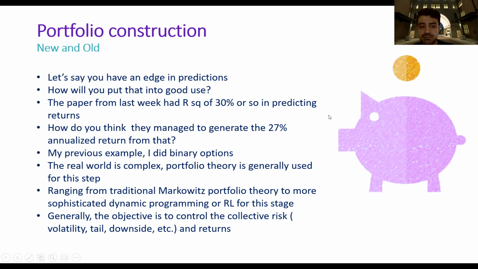Now, the paper we talked about a couple of weeks ago, the initial paper, has anyone looked at that? They had an R-square of 30% in predicting next month's return on like 500 securities or something, right? And imagine you have that. How do you build a portfolio on that? Any guesses, anyone? Yeah, I don't blame you. It's a complicated thing.